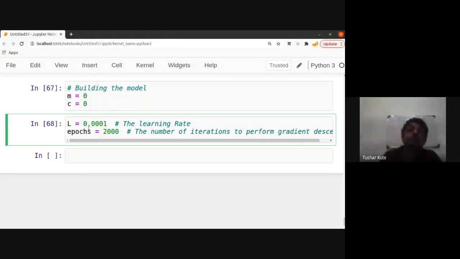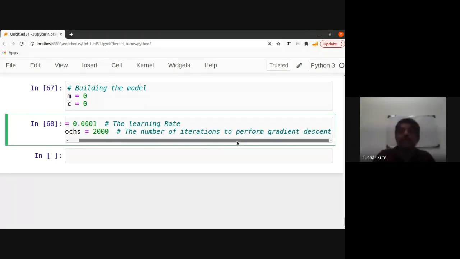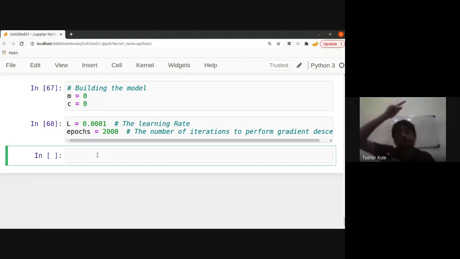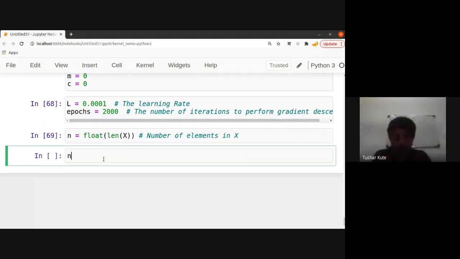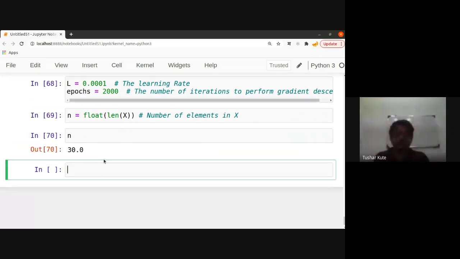So I'm keeping L equal to 0.001, that is 0.1%, sorry, 0.01%, and epochs are 2000. Epoch means the number of iterations to perform the gradient descent. The number of iterations of traveling from the top and coming below, that is the number of iterations that we require. I just put these values. And now, initially, I need to identify the length, how many elements X is containing. That is, 30 elements are there. I just convert it into floating point format here. Fine. And now let's create the gradient descent.